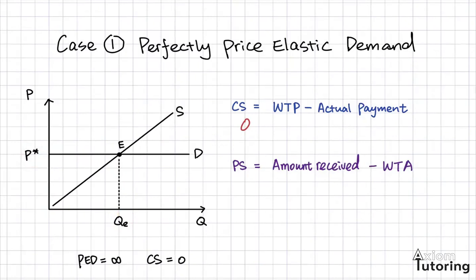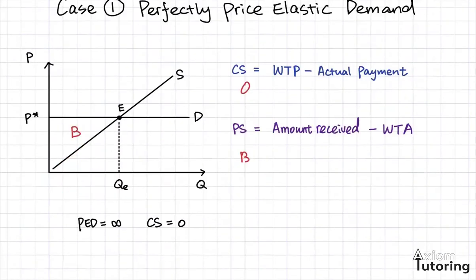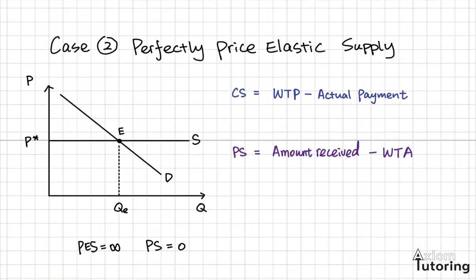And from the previous videos, we know that the shortcut to find consumer surplus is to identify the area below the demand curve and above the price paid by consumers. Since there is no area between the demand curve and the market price here, consumer surplus is again zero. And on the diagram, producer surplus is shown by the triangular area B, below the market price and above the supply. Now, let's consider the case where the PES is infinite.